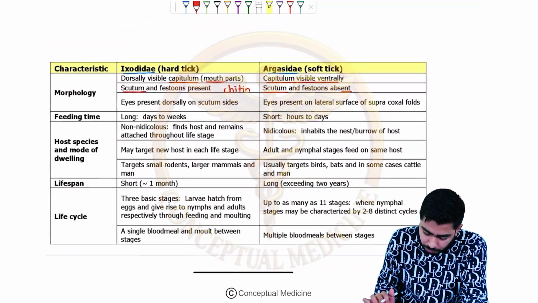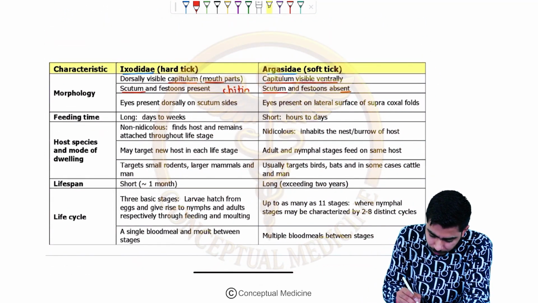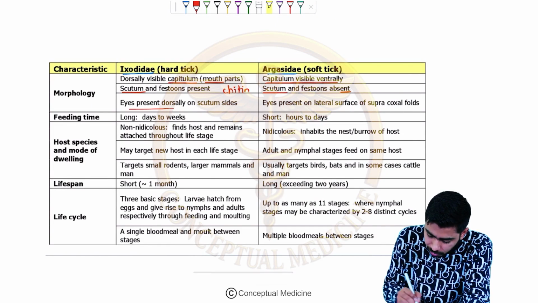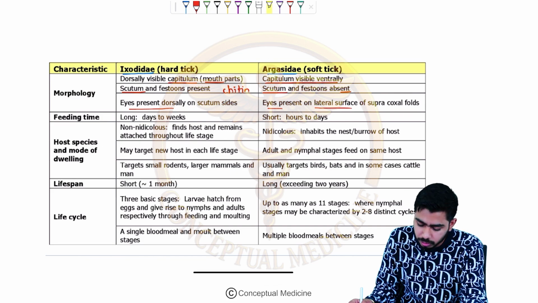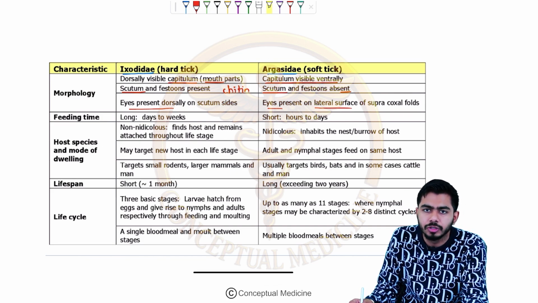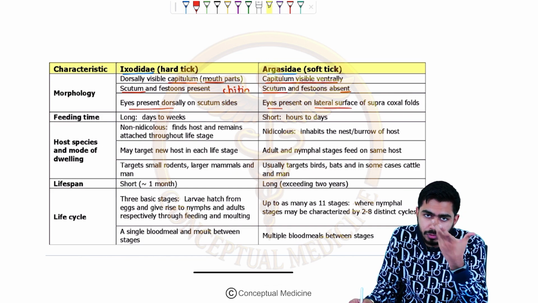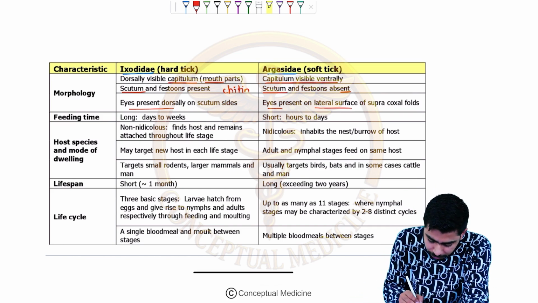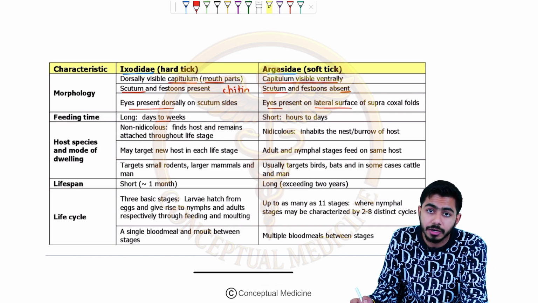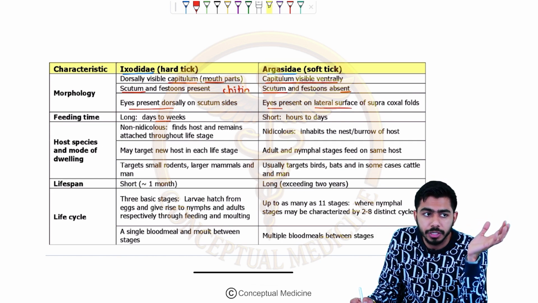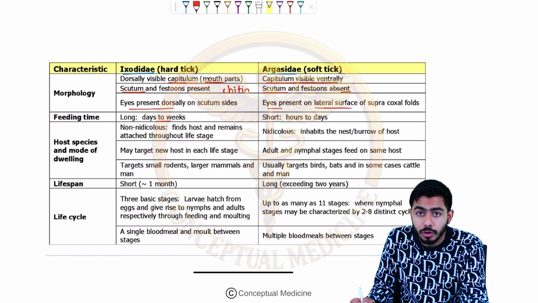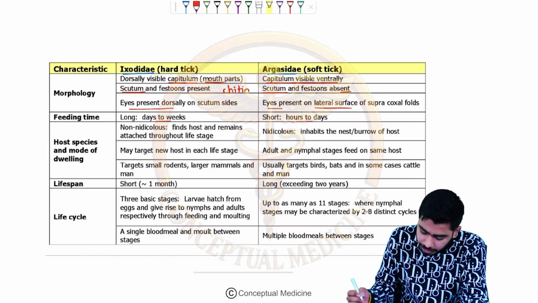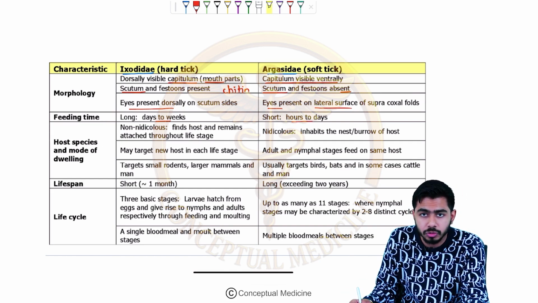Okay. Some few more points, guys. If we talk about the eyes, they are present more dorsally, and obviously the eyes will be present more on the lateral surface if you talk about the soft tick, right? So obviously eyes will be present near the head only, so that's why we are talking about that. Feeding time will be longer for the hard tick, it might be from days to weeks, right? And if we talk about the soft tick, then it might be shorter, about hours to days, right? So that is also very important.